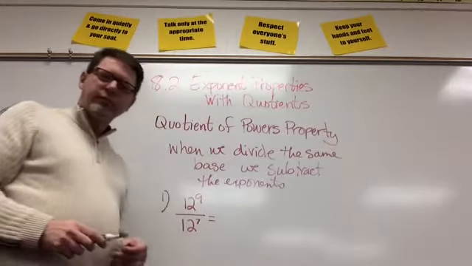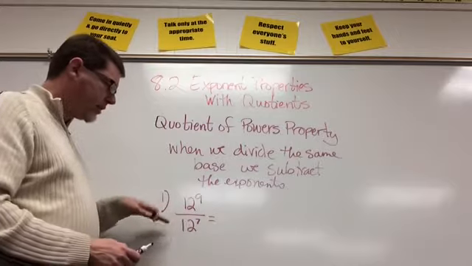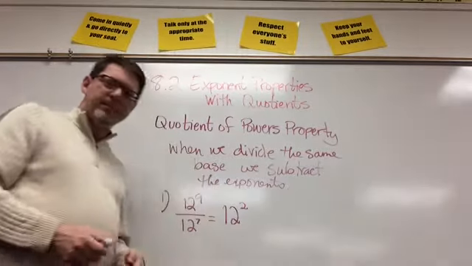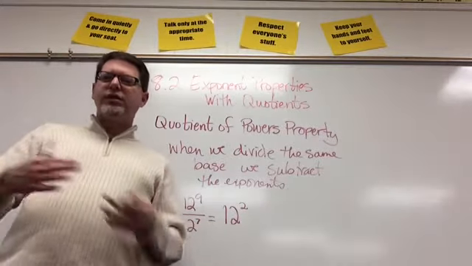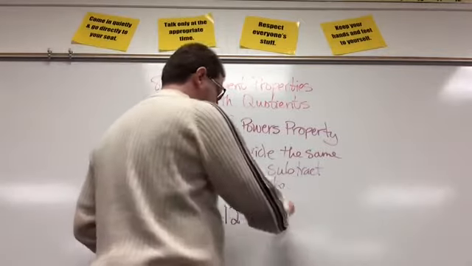7th power. I have the same base, 12, and we're dividing, so I'm going to subtract those two exponents and we're going to simplify it to 12 to the 2nd. Now I could also say that that's 144, but for today we're just simplifying what's going on. Now let's look at another example, number 2.